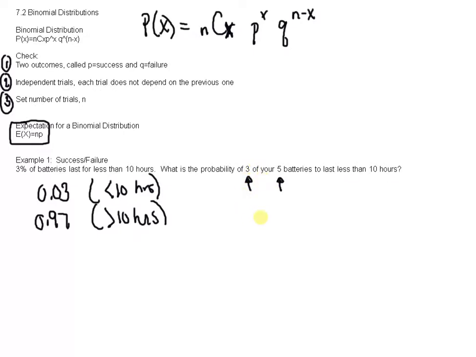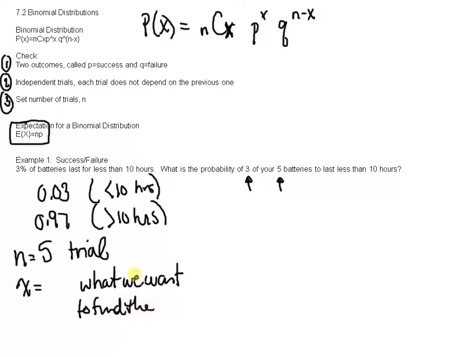That means we have 5 batteries, so n equals 5. We have 5 trials, right? We're testing 5 of them. The x is what we want to find the probability of. So n is trials, and x is what we want. A success is what we want: 3 lasting less than 10 hours. That's the 3%, so the 3% is going to be a success, and then the failure is going to be 0.97.